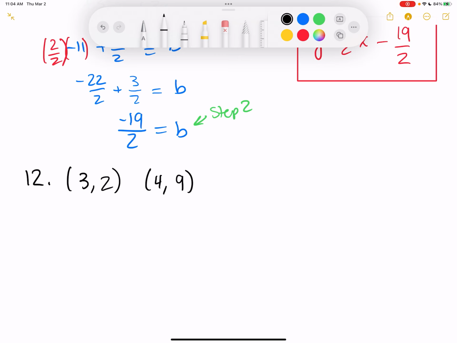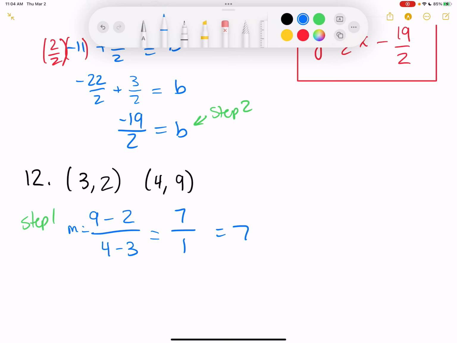All right, so how would I find the slope? Because that's the first thing I need to do. 9 minus 2, and then 4 minus 3. Yep. So that's going to be 7 over 1. So that'll just be 7 is our m. So step 1, I've identified my slope. It wasn't given to me, so I found it.